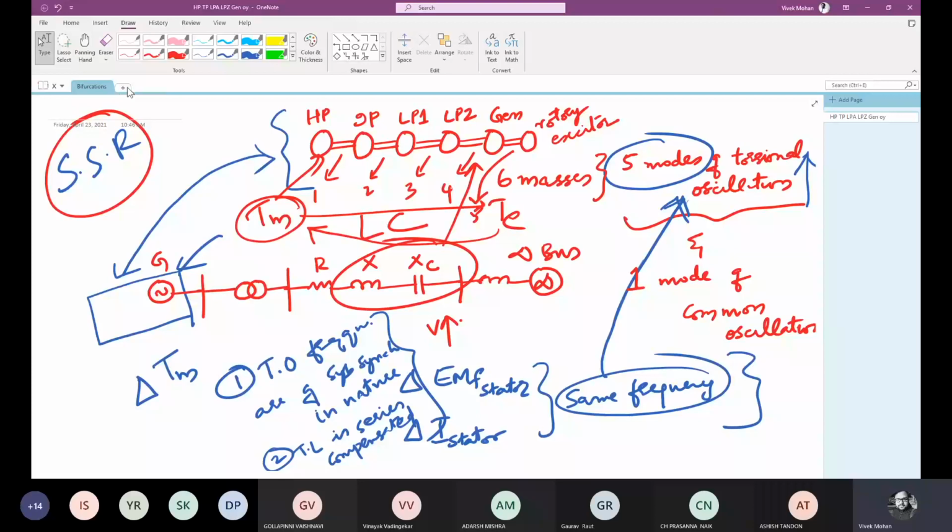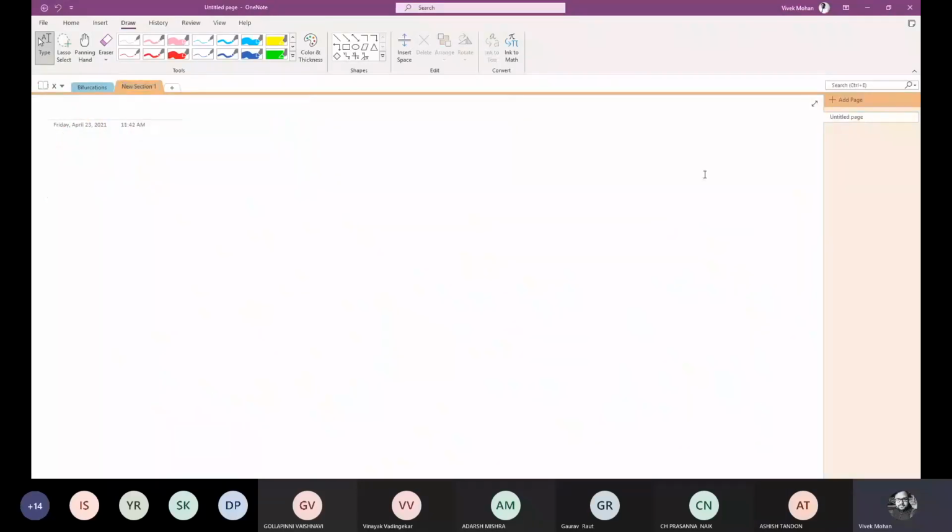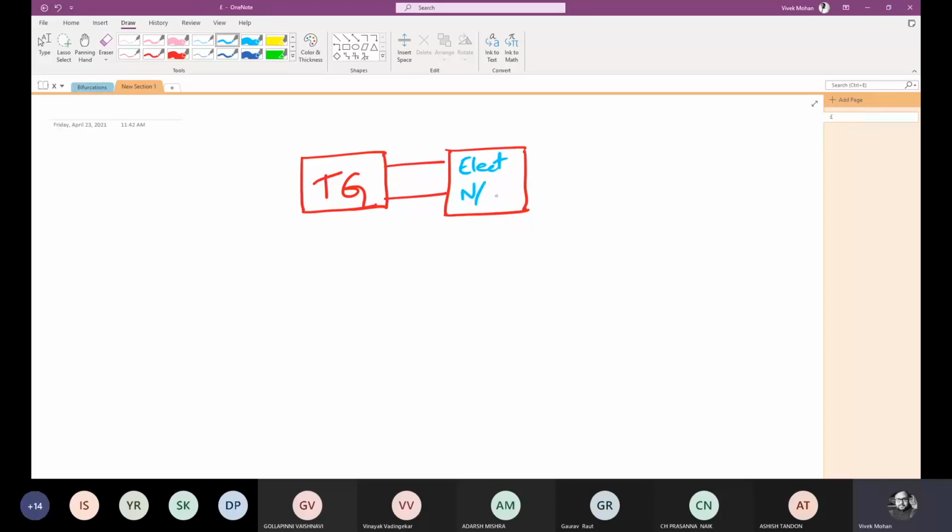Now, in general, we are not going into the detailed mathematical model. So in general, it can be like this. This is a turbine generator system. Now this is connected to the electrical network, right? Now from the turbine generator system, we have delta G and omega G, the angular velocity of the generator and the power angle of the generator.